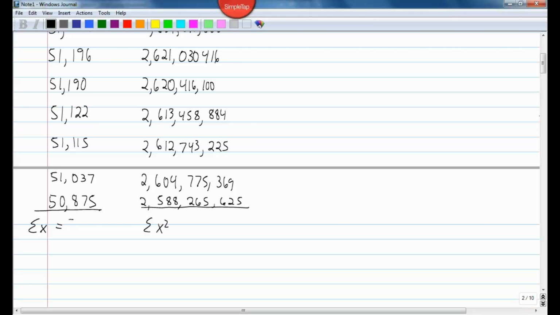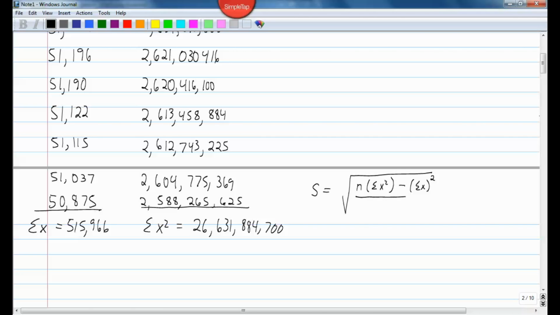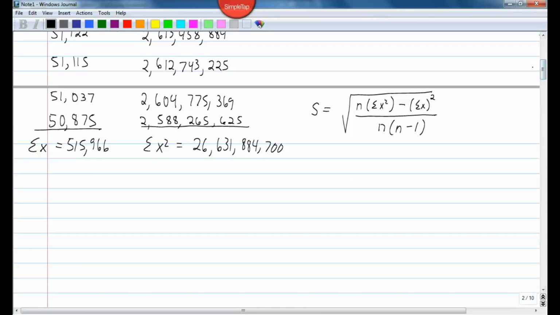Alright, the sum of x is 515,966. The sum of x squared is 26,631,884,700. All right, and my formula for sample standard deviation is the square root of n times the sum of x squared minus the sum of x, quantity squared, over n times n minus 1. Okay. So that's the formula I'm going to plug these into.